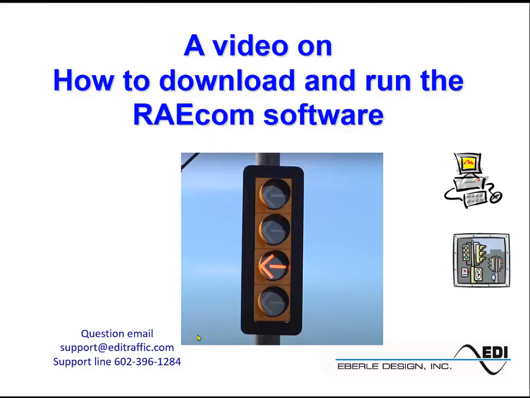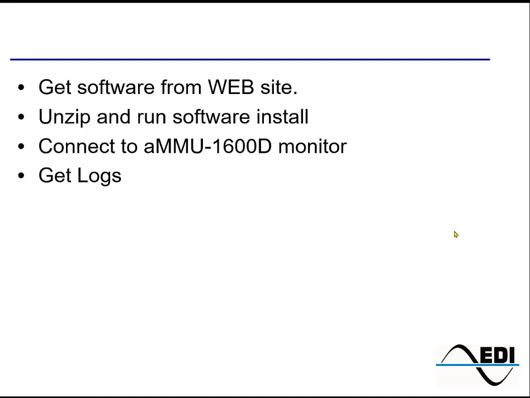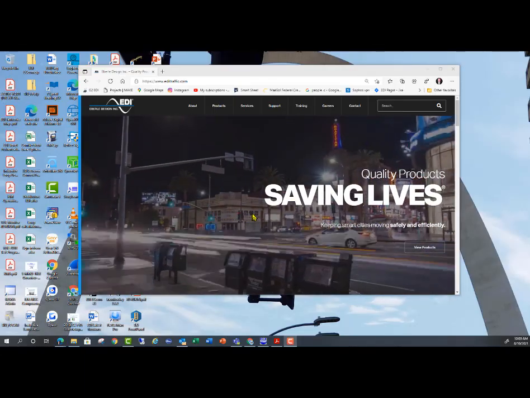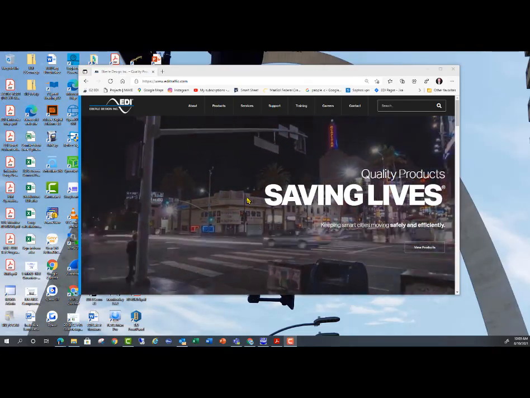This video is going to show you how to download and run the RaeComM software. So what we're going to be talking about is how to get it from the website. I'm going to show you where it is on the website. We're going to unzip it and run the installation, and then we're going to connect to a MMU2 1600D monitor and get some logs.